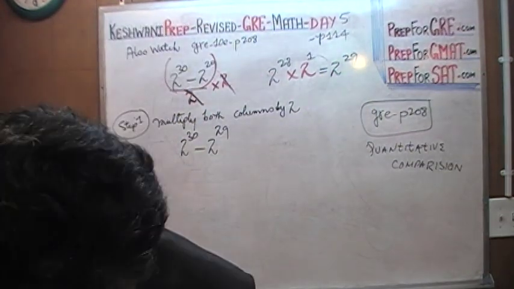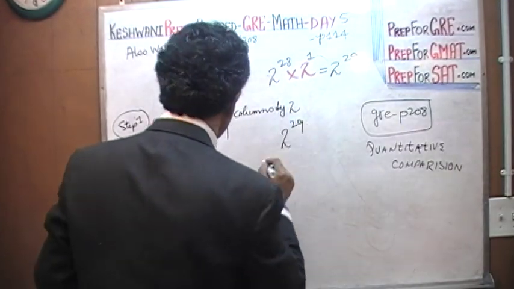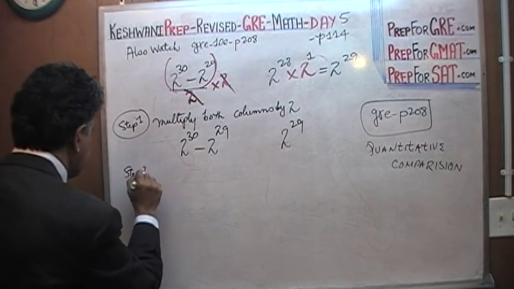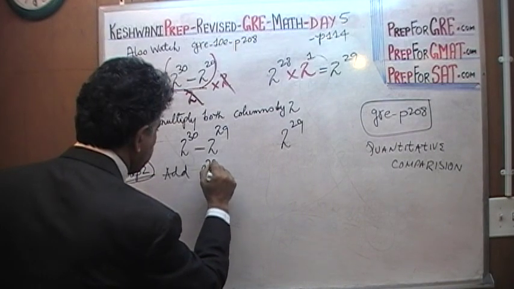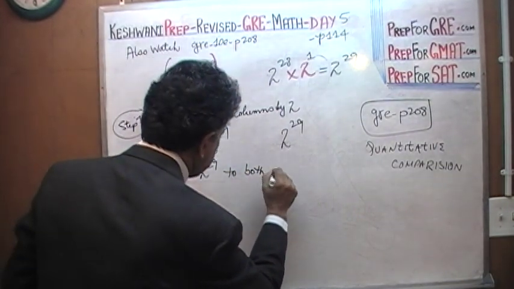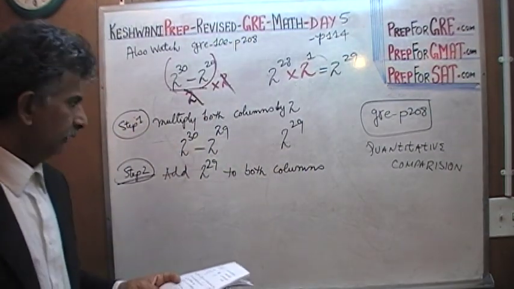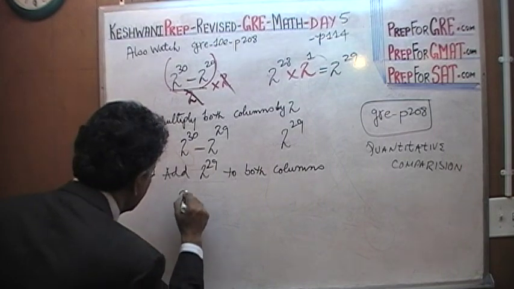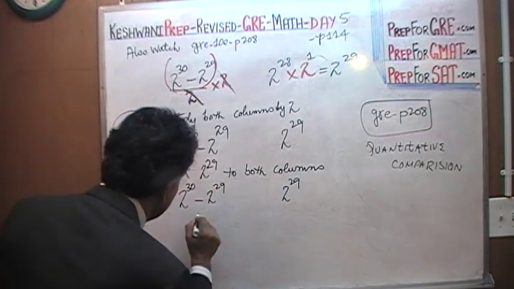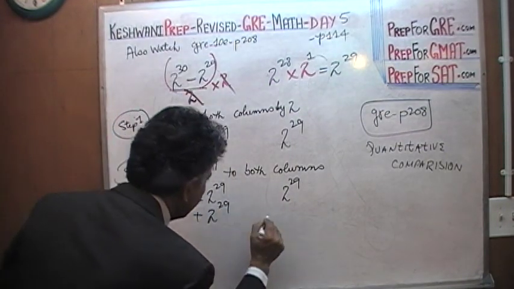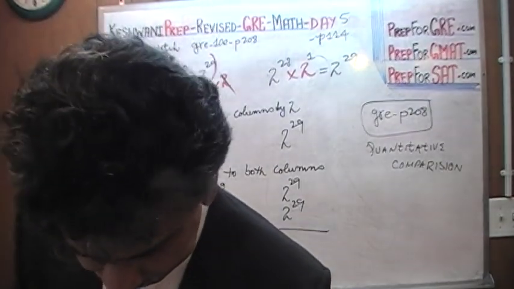What's the second step? So this becomes 2 to the 29th. Step number 2, add 2 to the 29th to both columns. Here we have 2 to the 30th minus 2 to the 29th, and here we have 2 to the 29th. We're going to add 2 to the 29th to both columns. Okay, let's just see what happens.